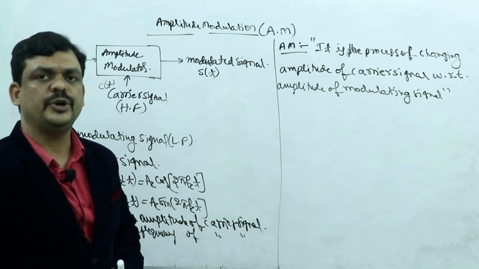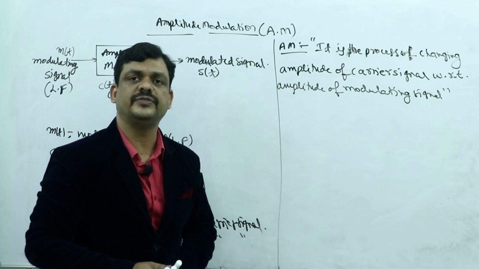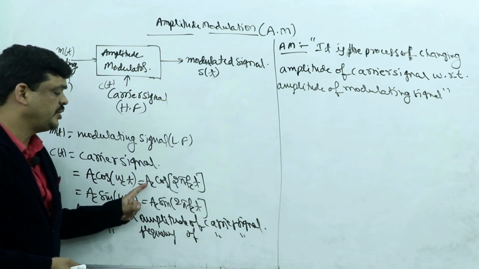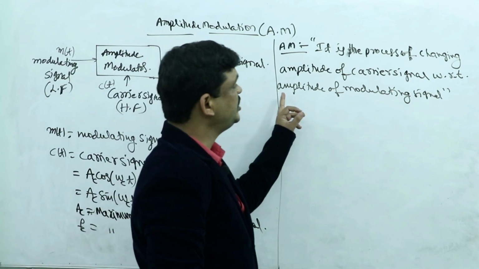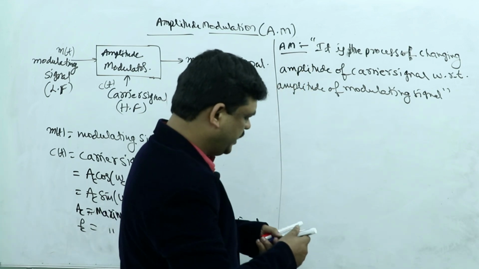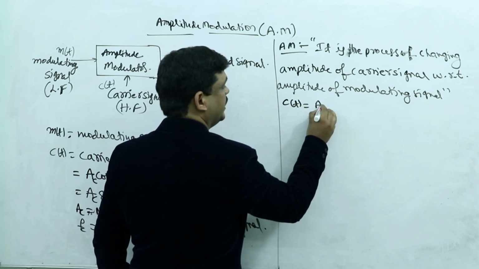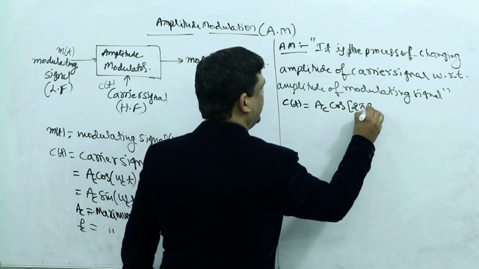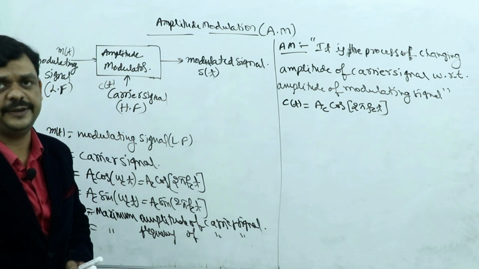Amplitude modulation definition: it is the process of changing the amplitude of the carrier signal. Amplitude of the carrier signal means which parameter has to change here? AC. This part has to change here, with respect to the amplitude of the modulating signal. So first of all I am taking the C of t signal. C of t is nothing but the carrier signal. The equation is AC cos of 2 pi FCT.